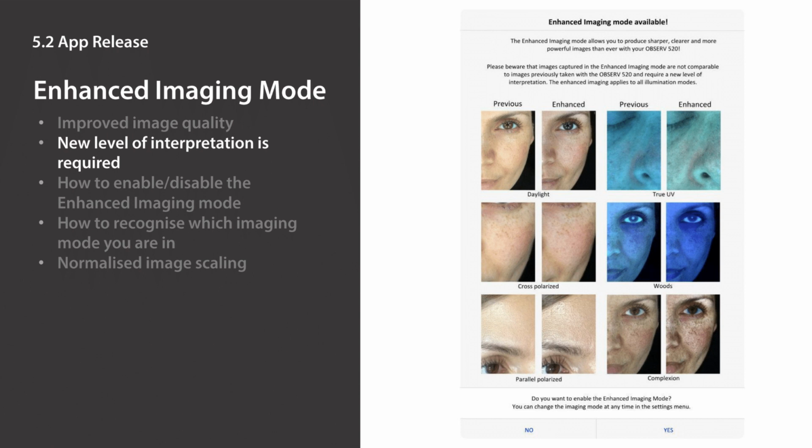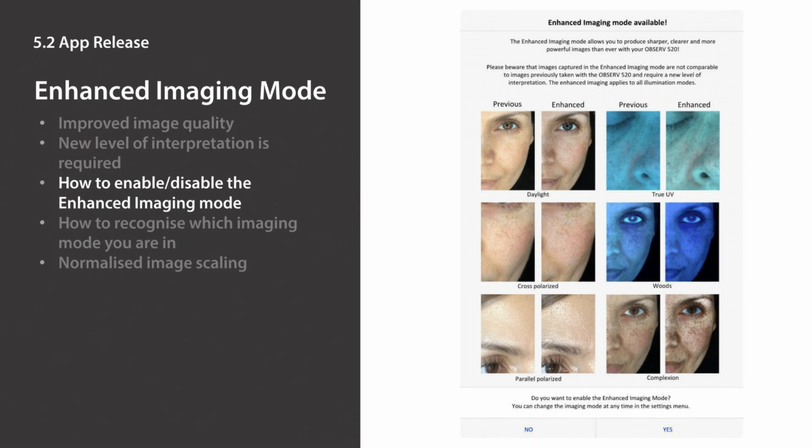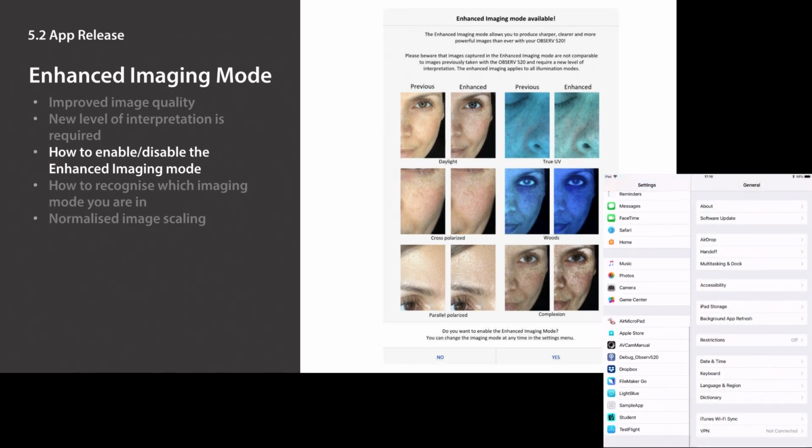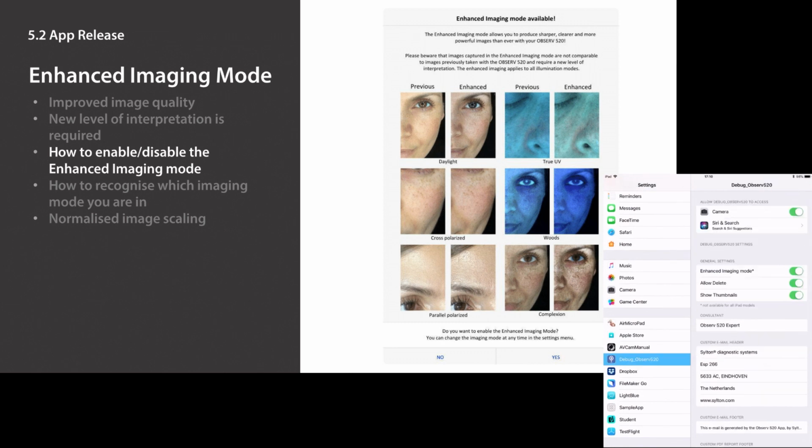For a gradual migration to the enhanced imaging mode, in particular for existing clients, we highly recommend taking pictures in both the normal imaging mode as well as the enhanced imaging mode to create a new baseline for comparison. Once you have enabled the enhanced imaging mode, it is still possible to return to the normal imaging mode. To do so, simply go to the settings of the iPad, find the Observe app, and disable the enhanced imaging mode. In the same way, of course, you can also enable the enhanced imaging mode.